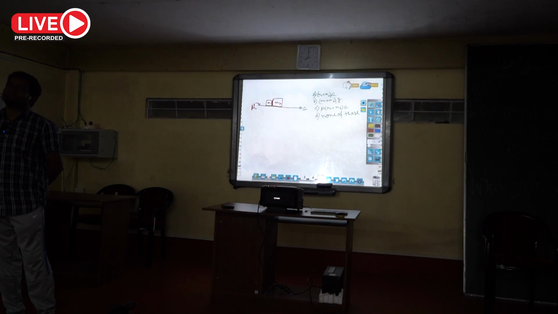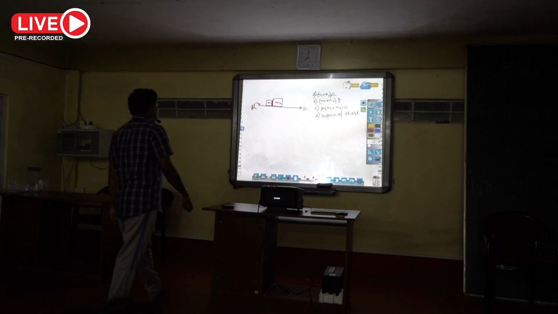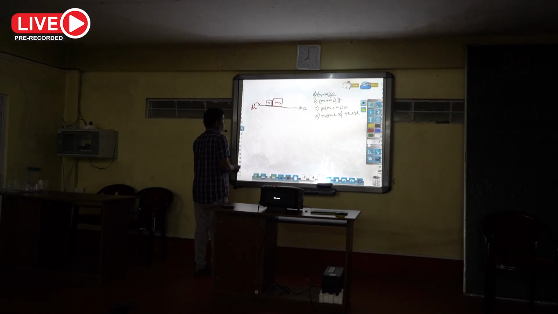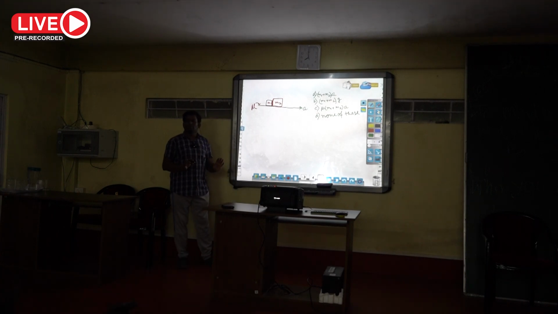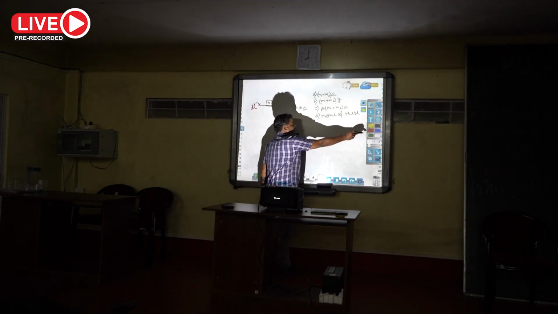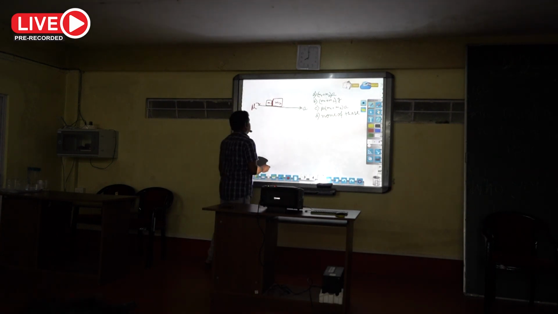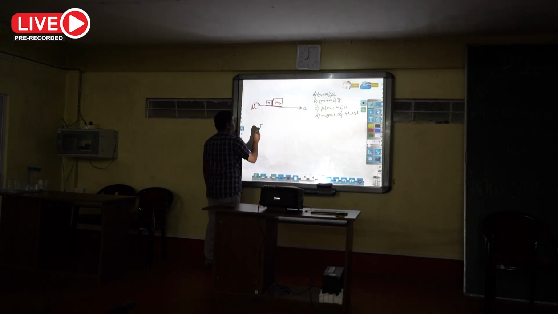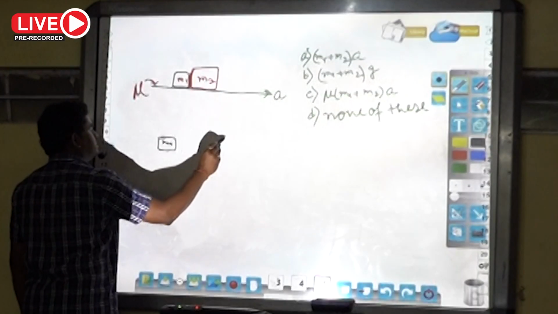In the contact surface, the reaction will become 0. Now how does it come? None of these will be the correct option. So simply we will draw the free body diagram for each block. This is the first block, M1. This is the second block, M2.